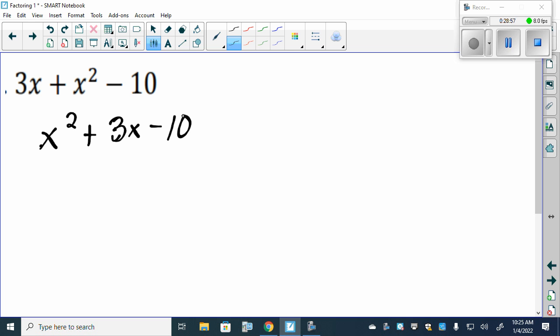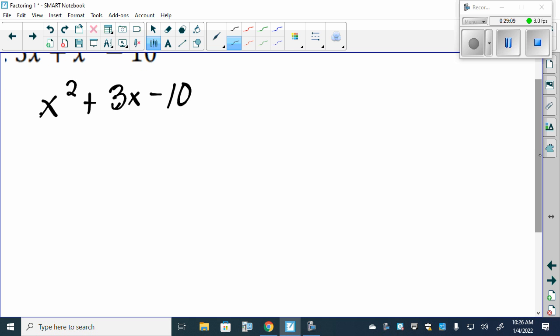Apparently this smartboard just does not want to do math today. We really just needed to rearrange this one so that it's in standard form, and standard form is just saying that the variable with the biggest exponent goes first, and then in decreasing order from there. That was the only real change, because from there, we can have our 2 sets of parentheses.